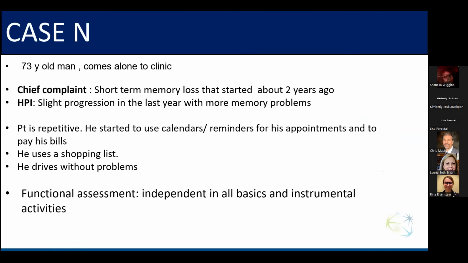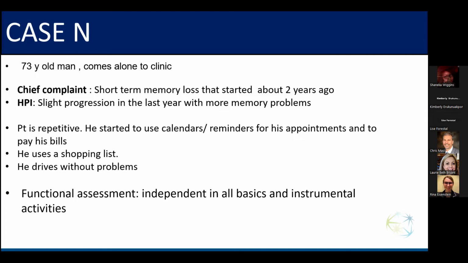This is a 73-year-old man who comes to my clinic. I'm a short-term memory provider. The main complaint is that the patient has a short-term memory deficit that started about 2 years ago. There has been a slight progression in the last year with some more memory problems. The patient is repetitive in the interview. He knows and he's very organized. He started to use calendars and reminders so he wouldn't make any mistakes.